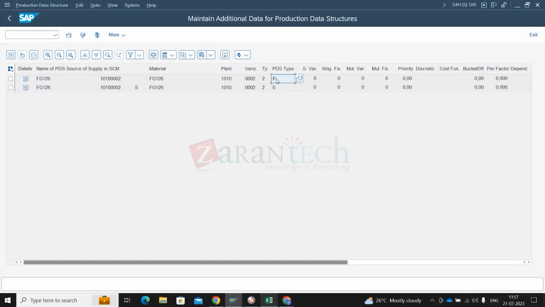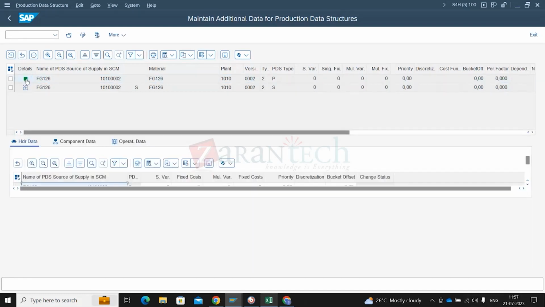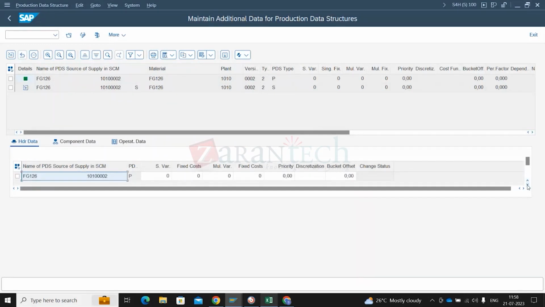The PDS type indicates PPDS. Okay, so expand that PDS. We should be able to see all the BOM components and the operations under it that we created. If we do not see something here, like the component tab or operation tab is missing, then something is wrong with the master data that we created. So it is important that you verify it before sending.